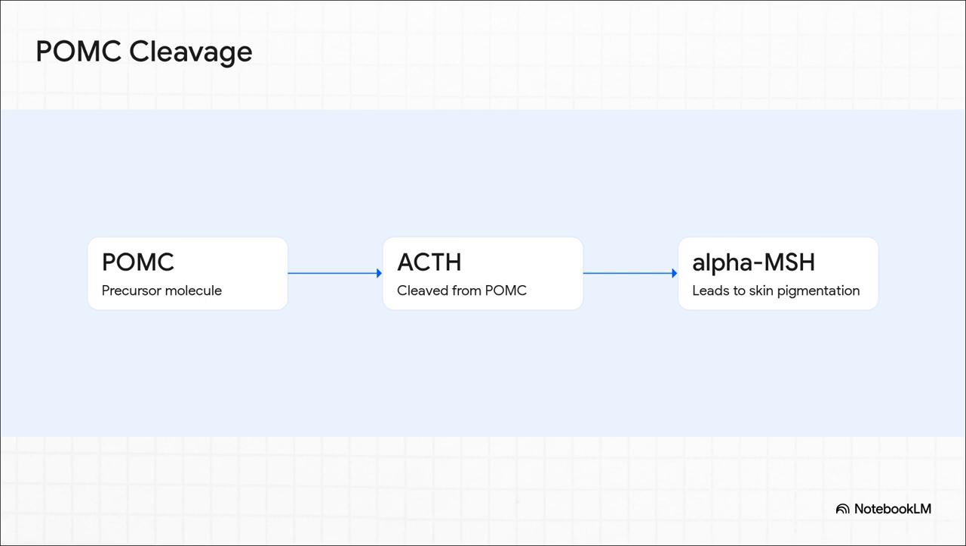Take the precursor molecule POMC, for example. It gets cleaved into ACTH, but the biochemistry actually doesn't stop there. ACTH itself can be sliced up further to produce alpha-MSH, or melanocyte-stimulating hormone. And this is a super important clinical pearl. An overproduction of ACTH means elevated MSH, which leads directly to skin pigmentation. It's a textbook example of molecular cleavage creating something you can see right there on a patient's skin.